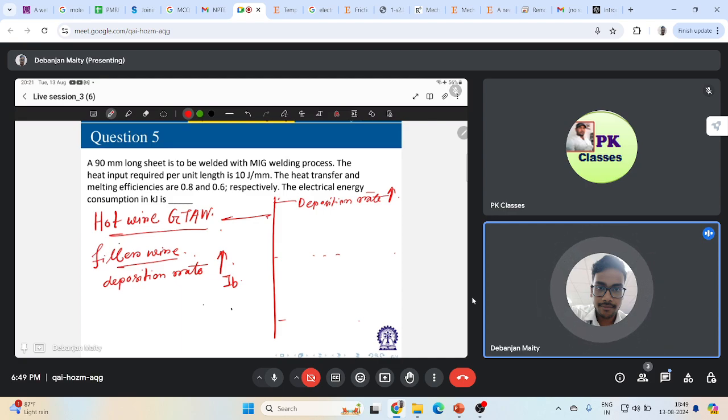By preheating the feeler wire, the welding process becomes more efficient, right? The extra heat reduces the overall energy required from the arc to melt the feeler and base metals. So my efficiency will be much higher, and it is also useful for welding thicker materials, where additional heat is required to achieve proper fusion.